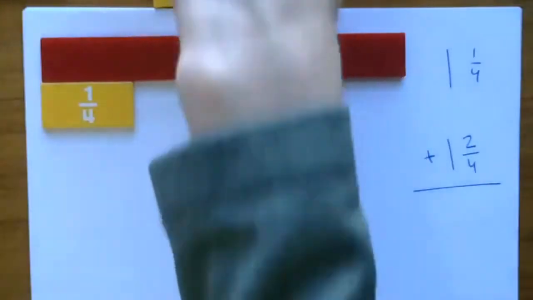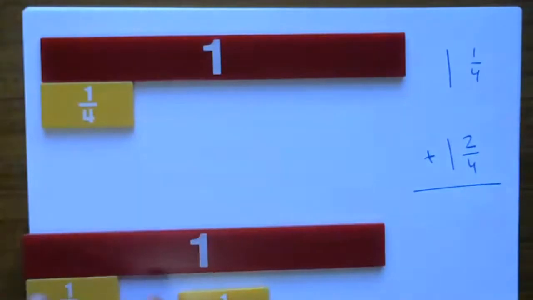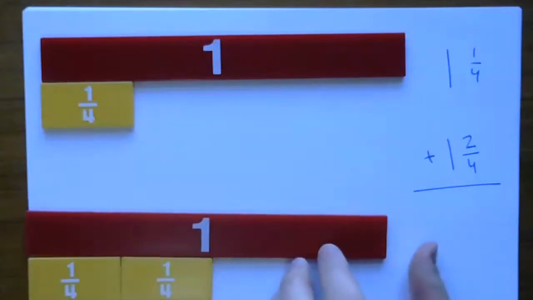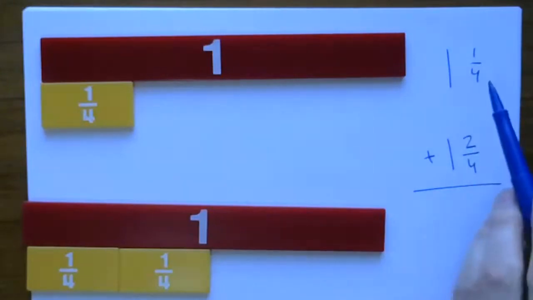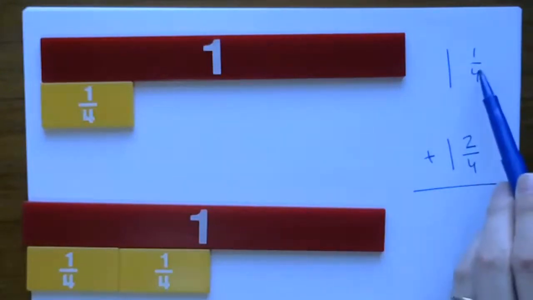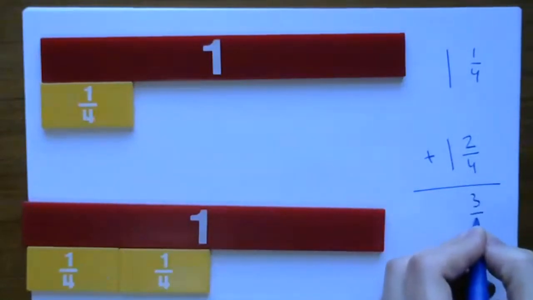1 and 2/4 means one whole, and 2/4. So now I've got it modeled with fraction tiles. Now you can really see what the sum is right away by looking at the fraction tiles. But the easy way to do this is add the fractional parts first, 1/4 plus 2/4. So you can see I have 3/4 all together.